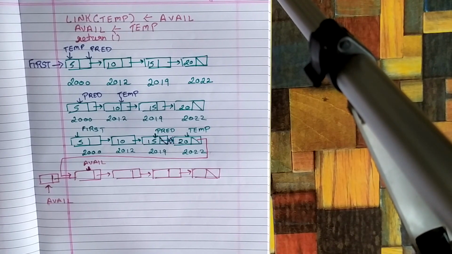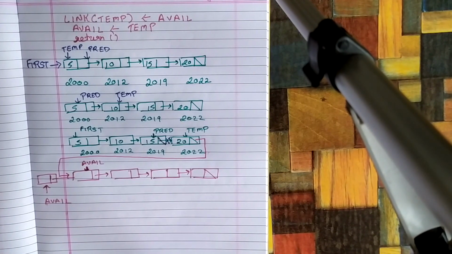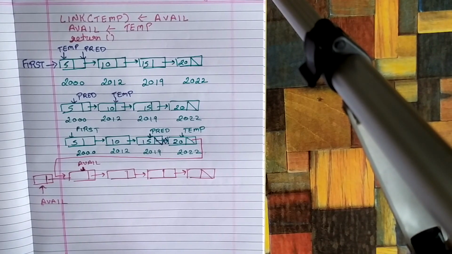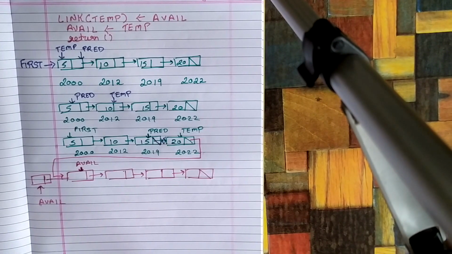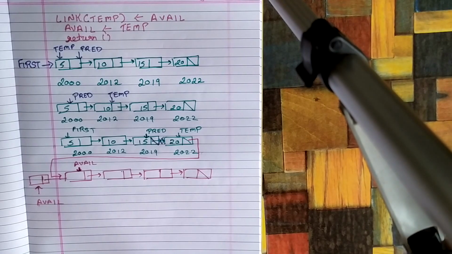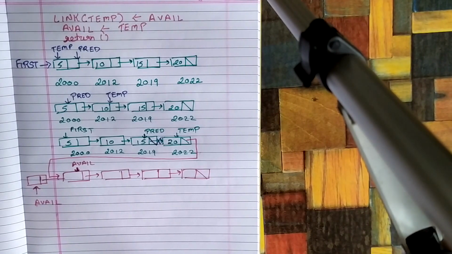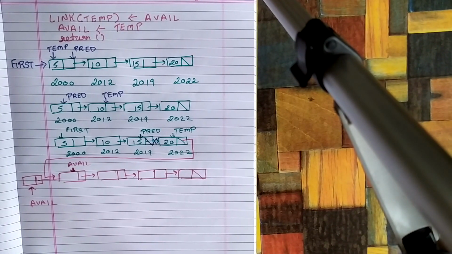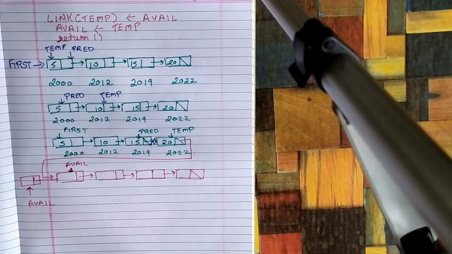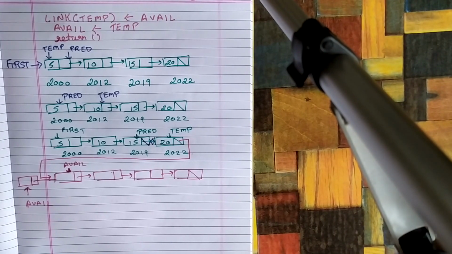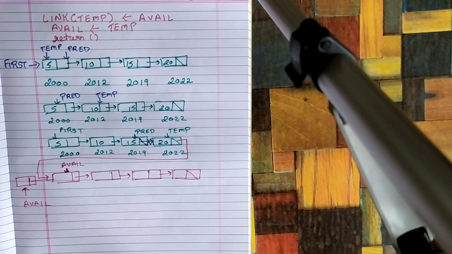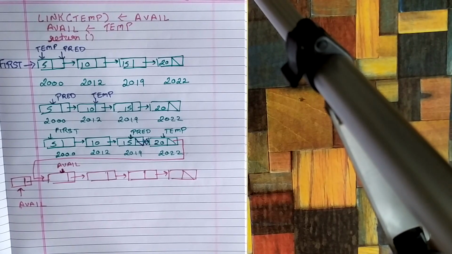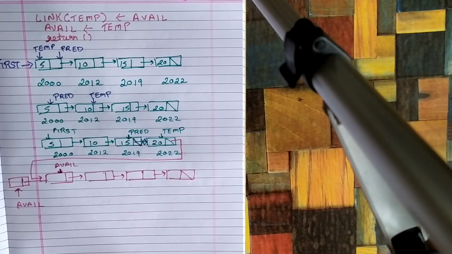How you will return it? By setting its link part. So this node will be on top of availability list. So set its link part to avail. That means link of temp equal to avail. So it will point to first node in availability list, and now this availability list will start from temp node. So avail is equal to temp. Now avail will point to the node that you have deleted, and our list will start from this point.